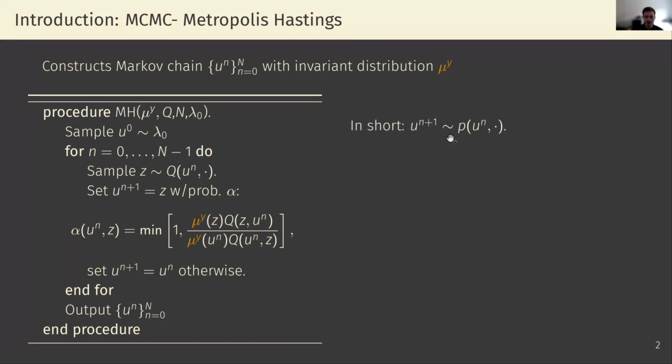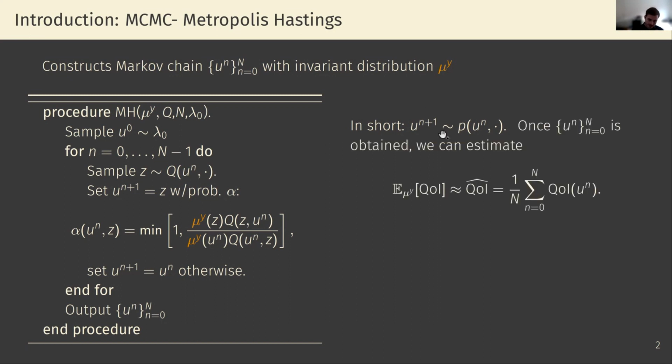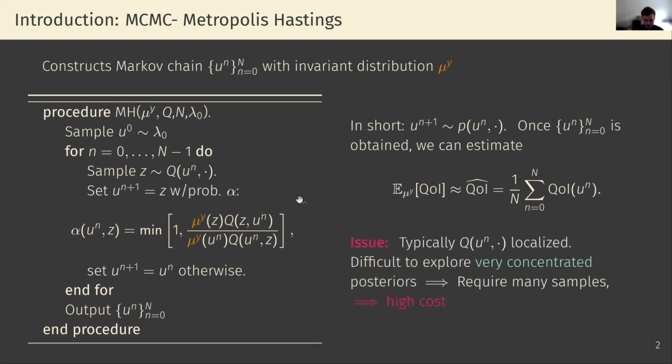Okay, in short, and just to introduce some notation, this procedure induces a Markov transition kernel P that can be understood as a measure that depends on the current state of the chain u_n, and from which we sample the next state u_{n+1}. Once a sufficiently long chain has been obtained, we can estimate posterior expectations of some given quantity of interest Q with the usual ergodic estimator based on the samples obtained from this algorithm.